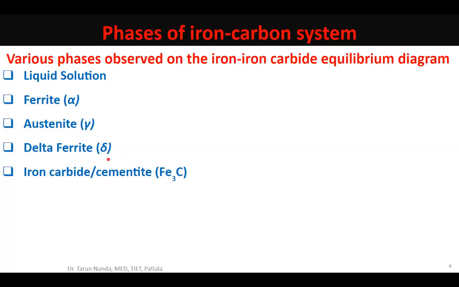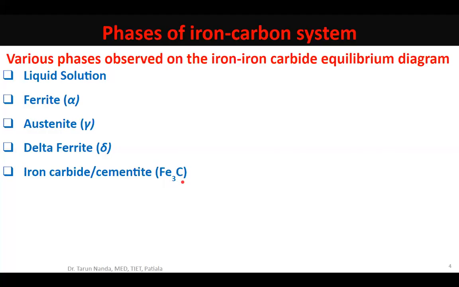So let's now come to the last and another very important phase of the iron carbon system. This is called iron carbide or cementite. As I said, this is not a solid solution, it's an intermediate phase. It's a transitional phase. Of what type? It's an interstitial compound or a size factor compound. So it's a chemical compound of iron and carbon which exactly contains 6.67% carbon and remaining 93.33% of iron in it.